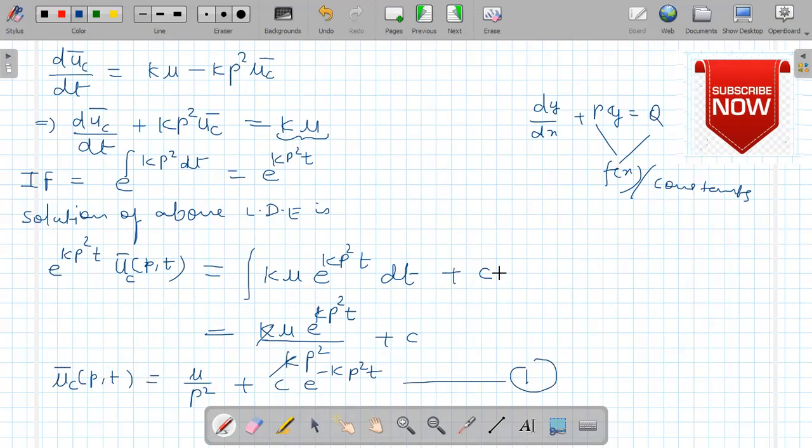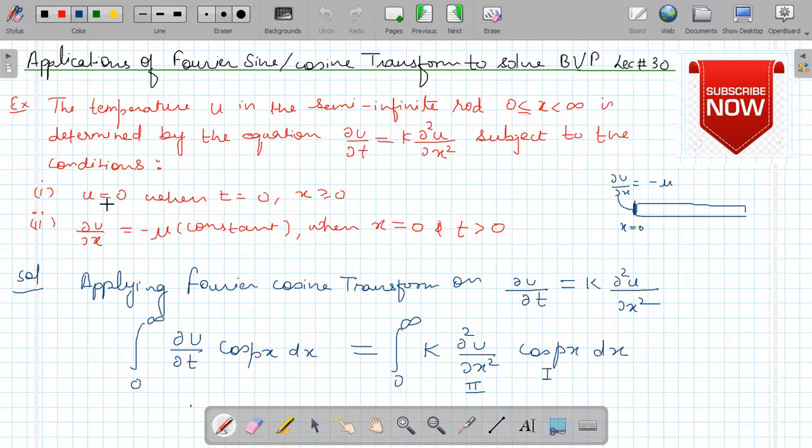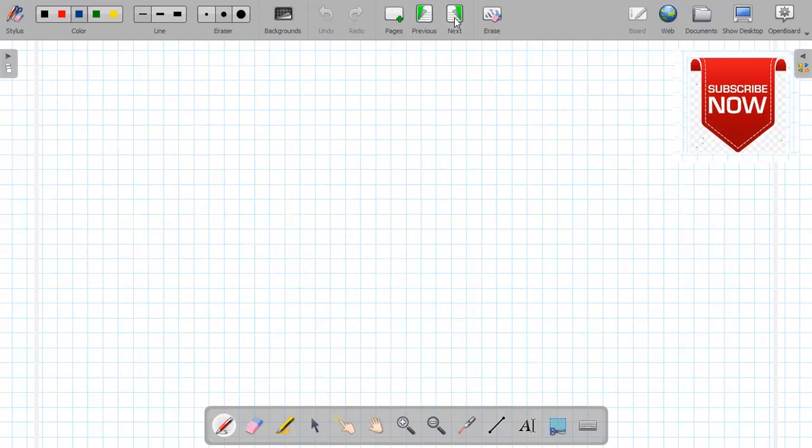Now we need to find the constant value c. For that we use this condition. We are given that u is equal to 0 when t is equal to 0, means u x comma t is 0 when t is equal to 0.